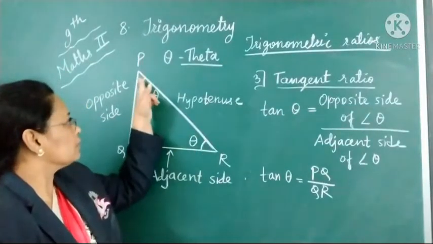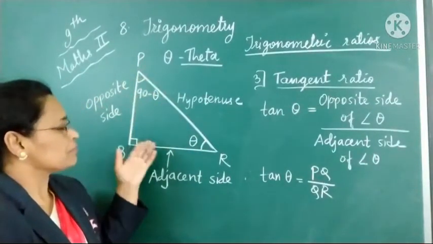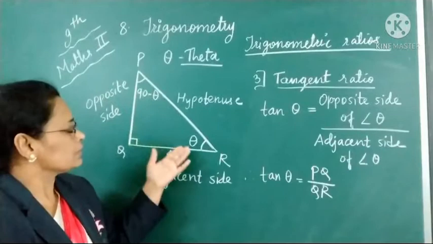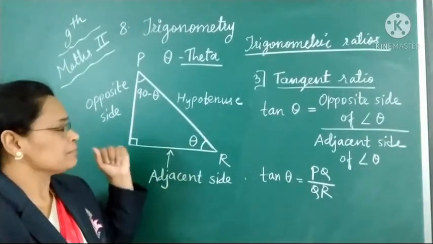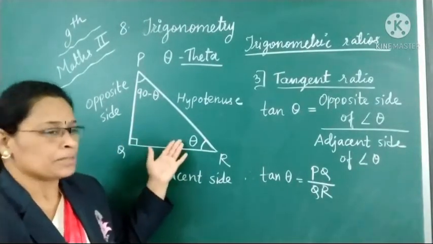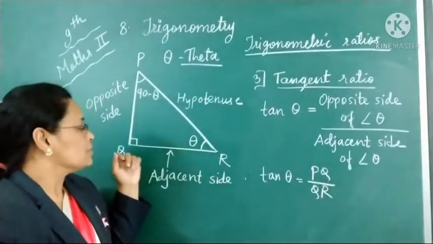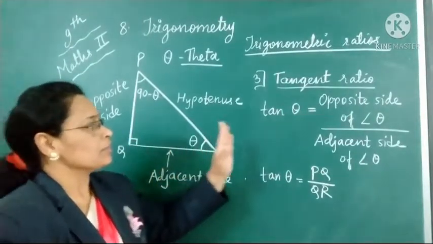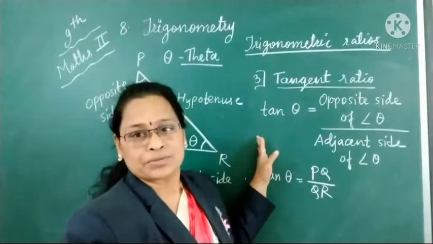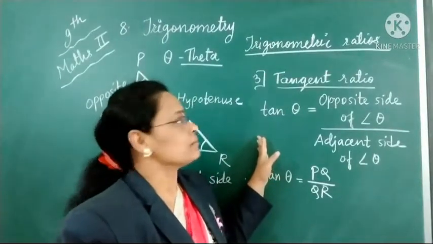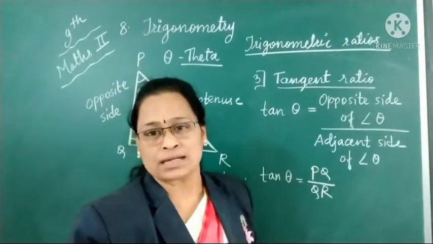If any triangle is given, with any angle, the name of the triangle may be different. Acute angles here are considered theta and 90 minus theta. Sometimes the measure of the angle may be given. So, the similar formula for the ratio you have to use, and you can write the trigonometric ratios which are asked.